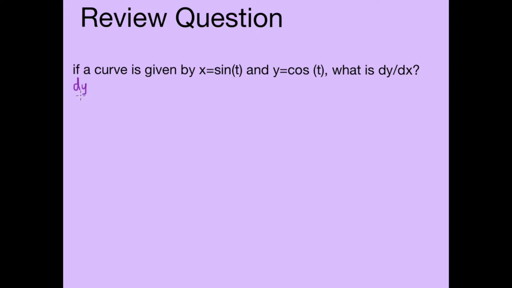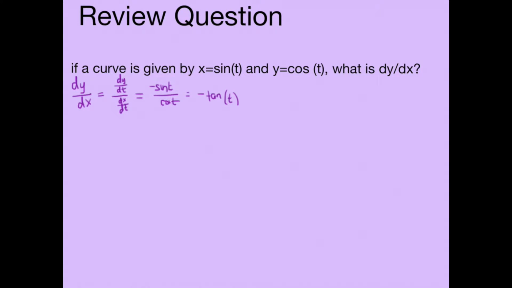Here's a question to practice what we just learned. If a curve is given by x equals sine of t and y equals cosine of t, what is dy over dx? Pause the video so you can do it on your own, and then look at the answer. Let's walk through it. First, we need to find the derivative of y and the derivative of x. The derivative of cosine of t is equal to negative sine of t, and the derivative of sine t is equal to cosine of t. So then we put negative sine t over cosine of t, and we get negative tan of t.